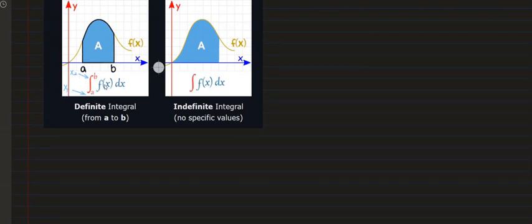And this integration has a graphical interpretation or a graphical meaning, which means it's giving us the area under the f of x curve from x equal a to x equal b.